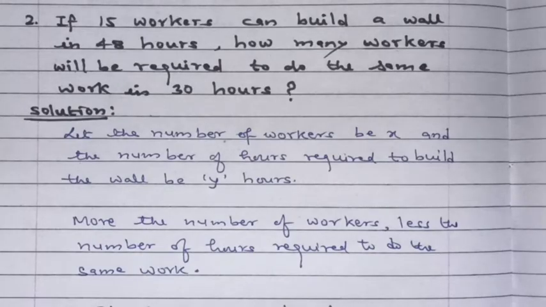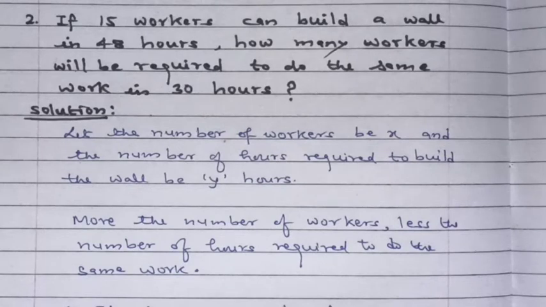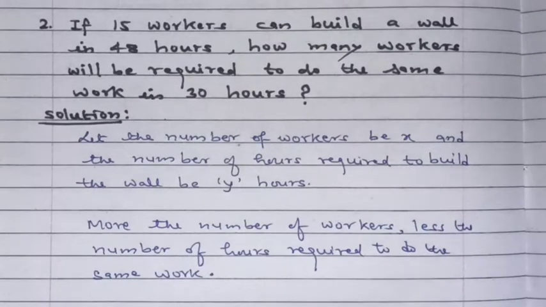Question number 1 is omitted this year. So we'll do question number 2. If 15 workers can build a wall in 48 hours, how many workers will be required to do the same work in 30 hours? In this question, there are two things. First one, number of workers, and second one, the number of hours required to build the wall. So let's assume number of workers and number of hours required.